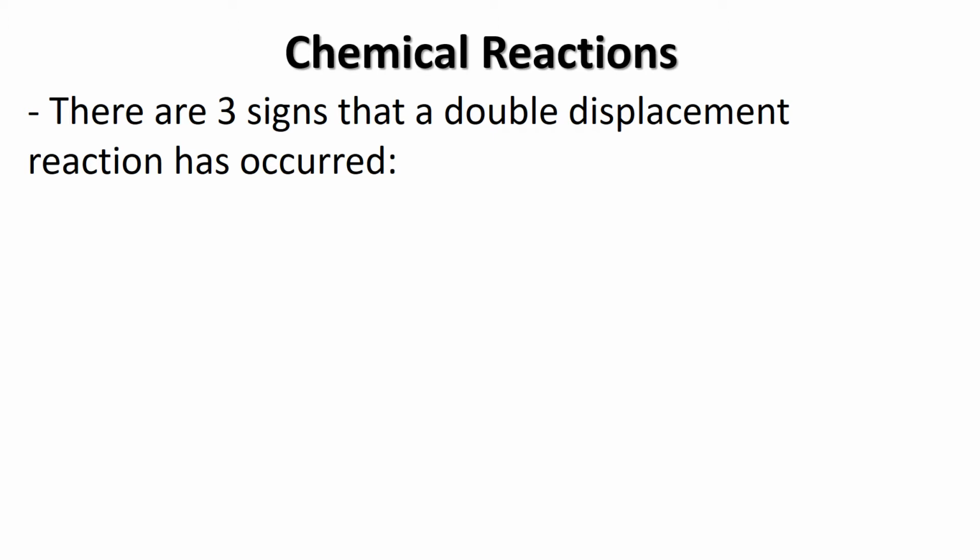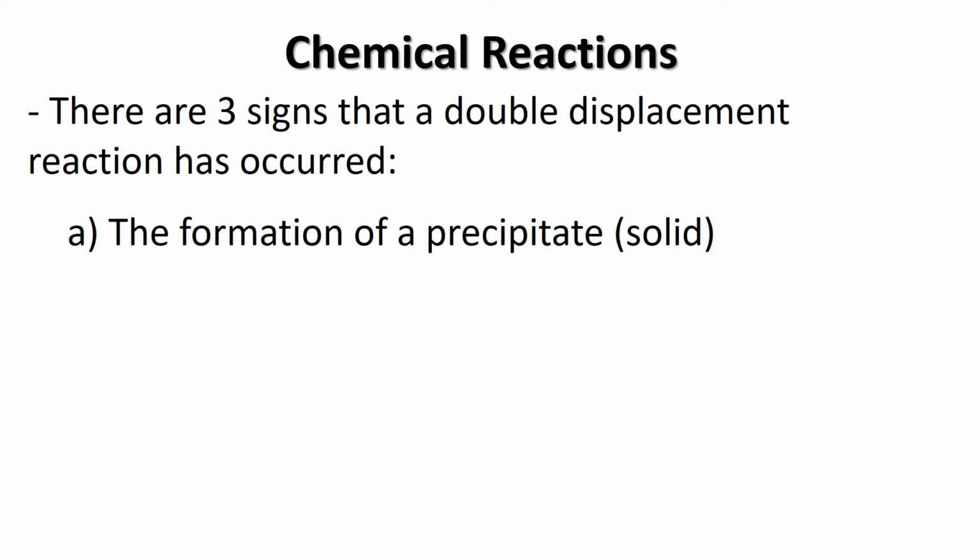So there are three signs that a double displacement reaction has occurred. Say you're in the lab and you had two solutions, they both look like water, and you pour them together, and you have to observe one of these three outcomes. So the first one, and probably the most common one, is the formation of a precipitate, or a solid. So that is something that would not dissolve in water.